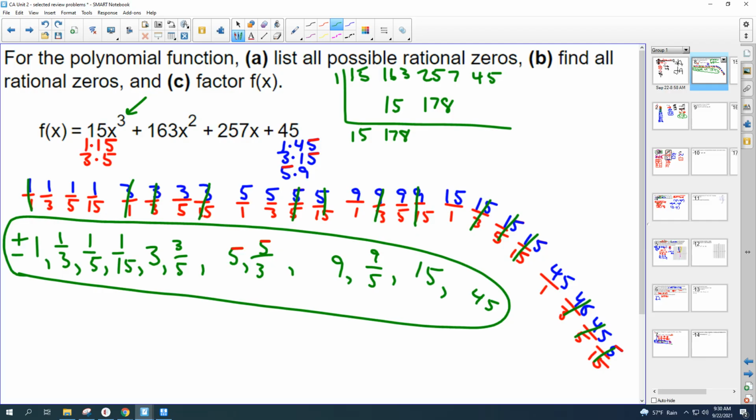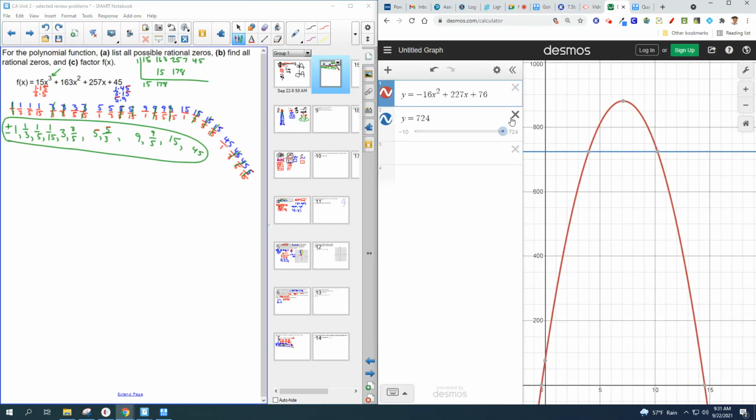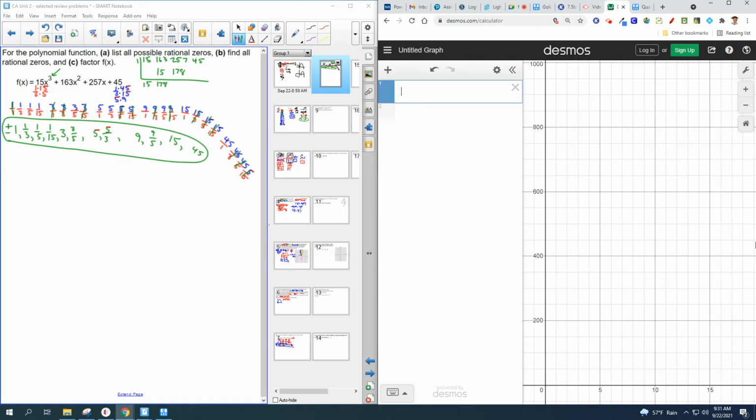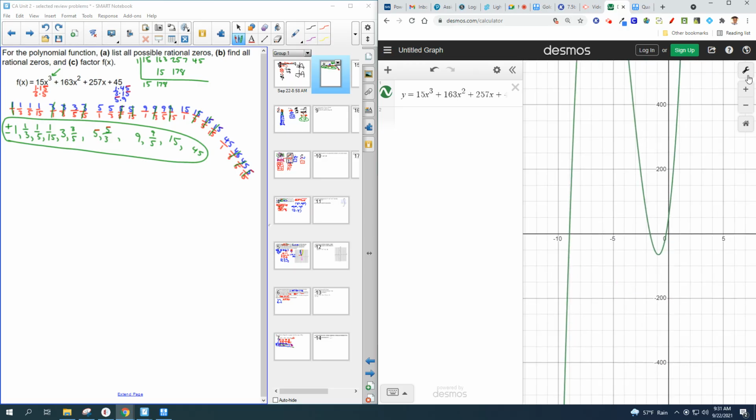Something else you can try that you may not have thought of is graphing, okay? Because we now know how the graph relates to the zeros. So let's try this on Desmos real quick. So get rid of that. And we're going to type in y equals 15x cubed plus 163x squared plus 257x plus 45. Okay, now, all right, check it out.